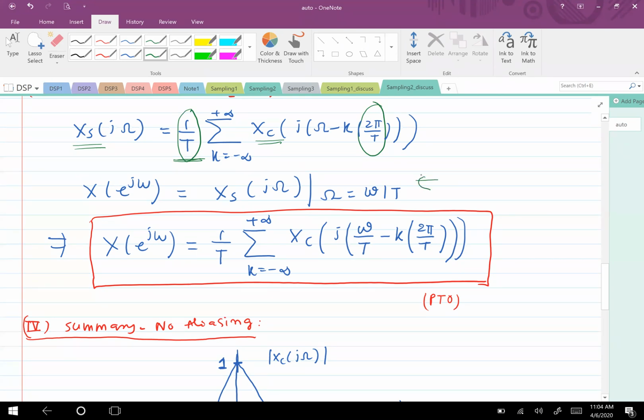You know it. So from here, all you need to do is substitute omega equals small omega by T in this expression. That would give you the value of X of e power j omega. So you could see here X of e power j omega equal to 1 by T times the sum of Xc of j times (omega by T minus k times 2 pi by T).